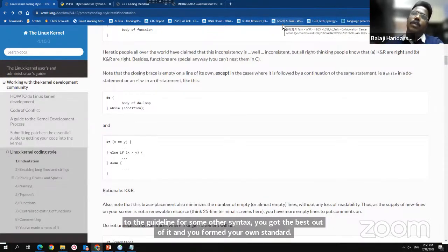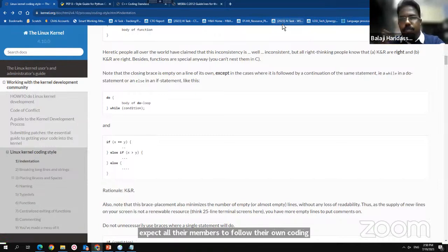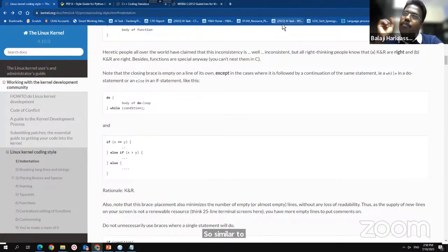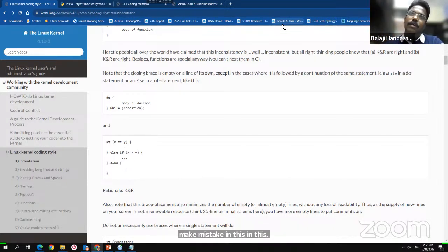Every company has their own coding standard, so they expect all their members to follow it for consistency. Similar to that, SRM can have their own coding standard. But the idea of why you need a coding standard is important. And when you design a standard, you should keep in mind that people may make mistakes in typing. Based on that, we should consider the policy for the coding standards.